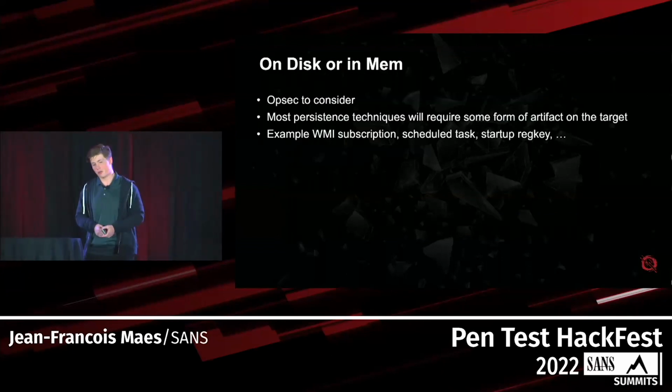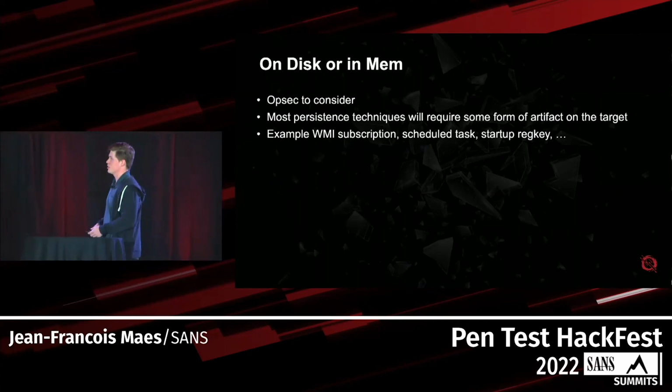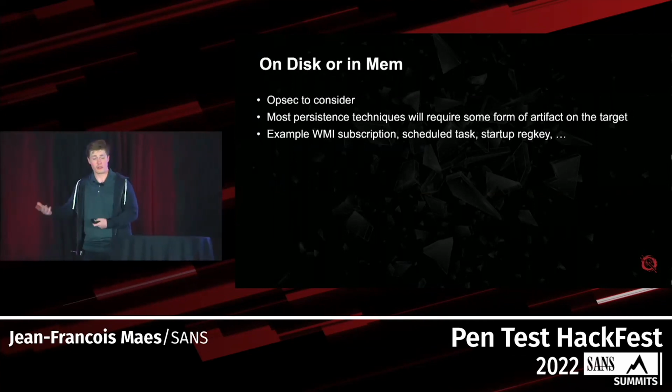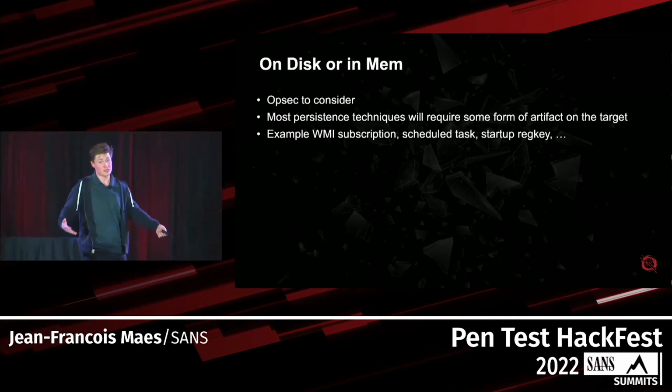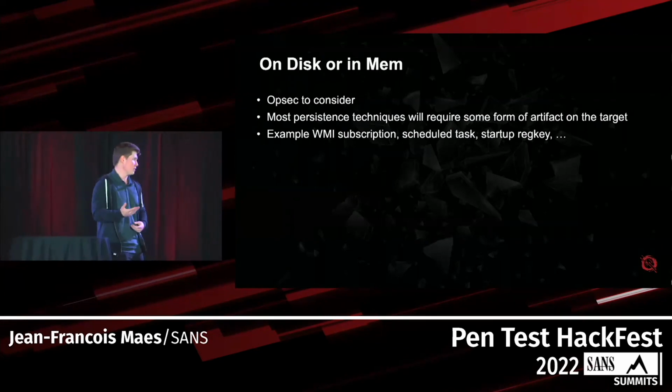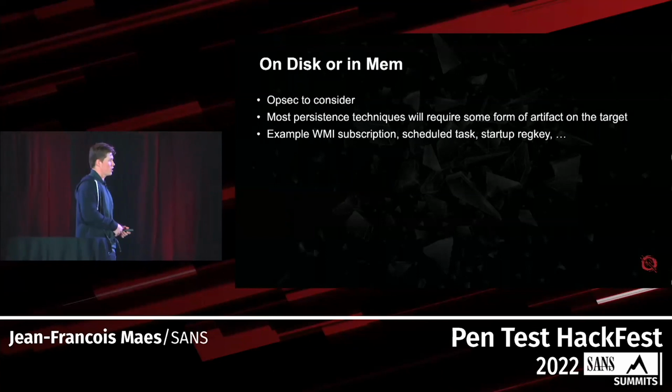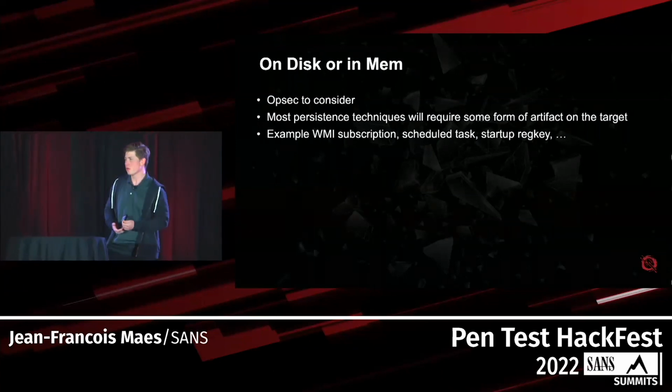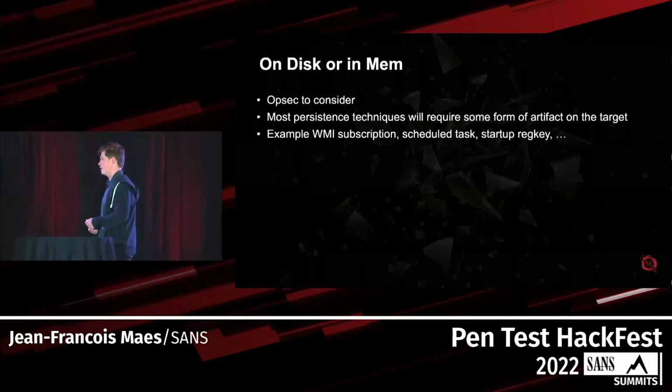Then on disk or in memory, again, OPSEC to consider. If you drop on disk, you create an artifact, which could then, of course, be inspected, which is easier to be collected as well by incident response than in memory, because in memory, it only lives in memory, right? So if the server reboots, that memory is basically lost. So they would have to do live forensics on that system. But most persistent techniques will require some form of artifact anyway.